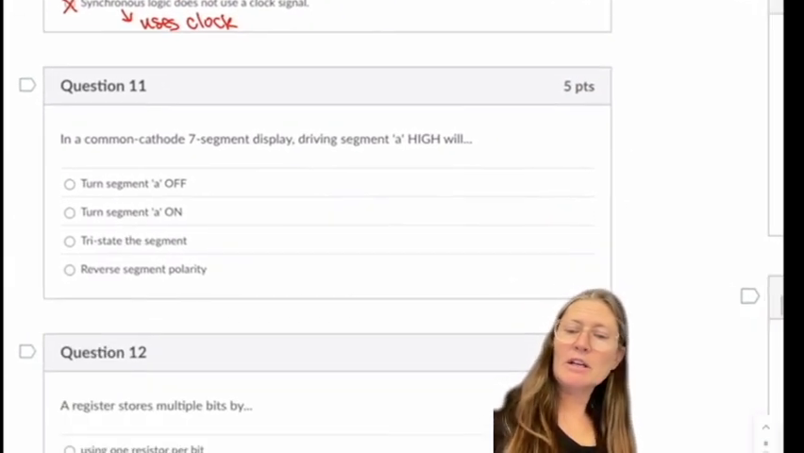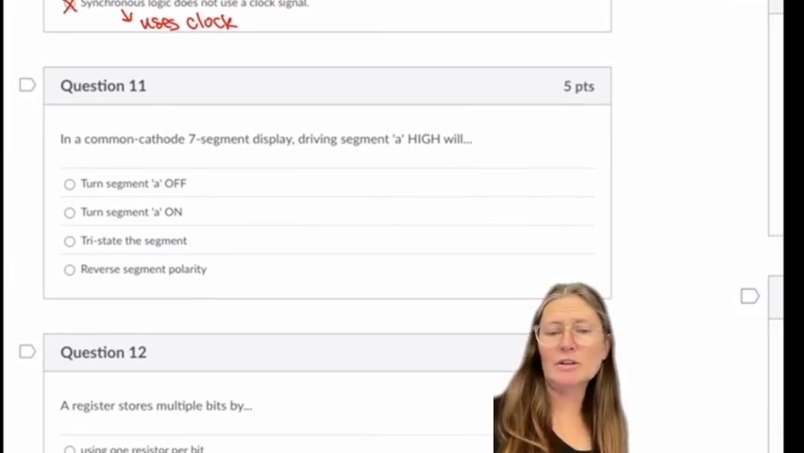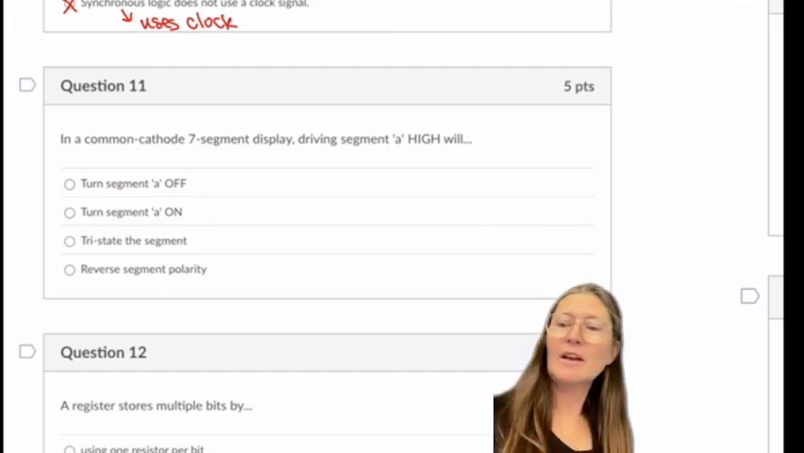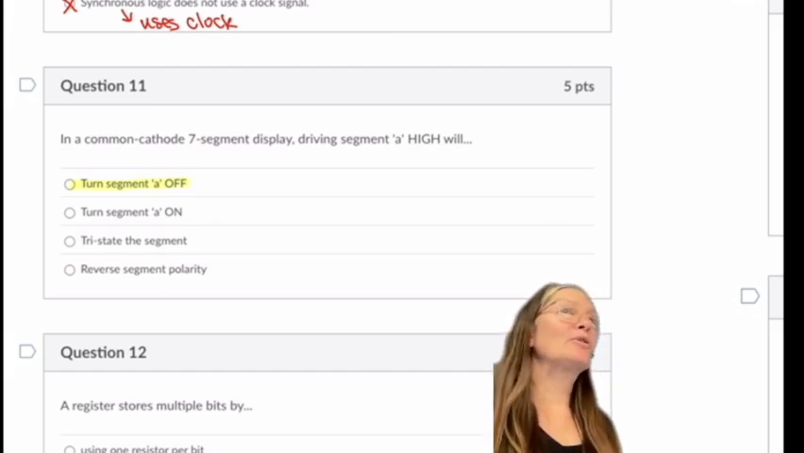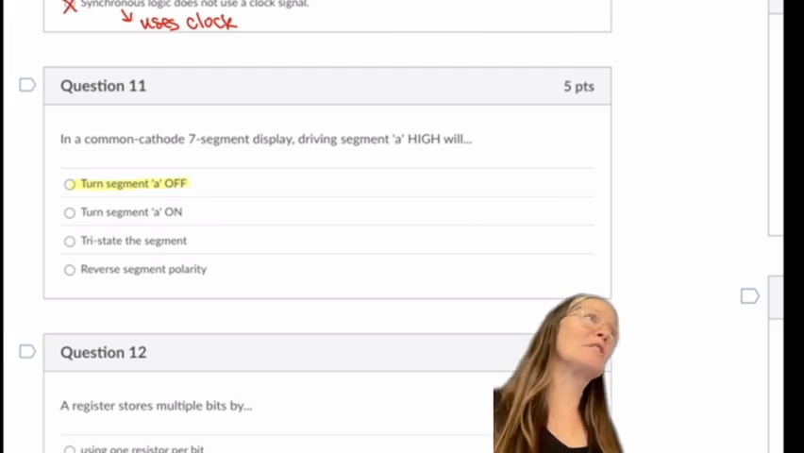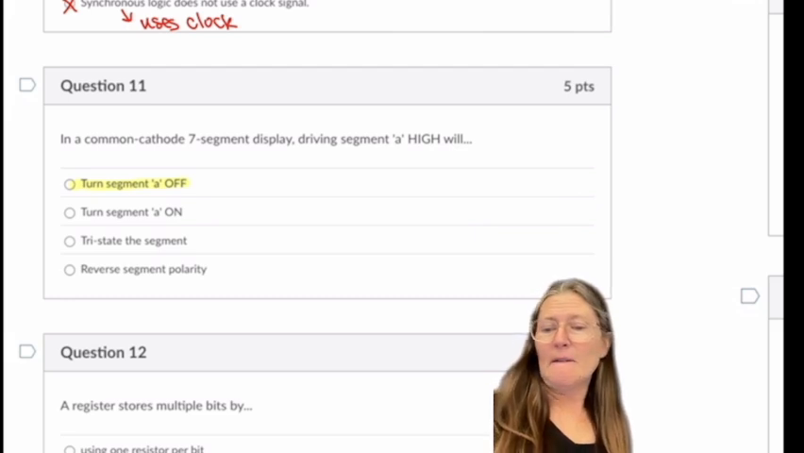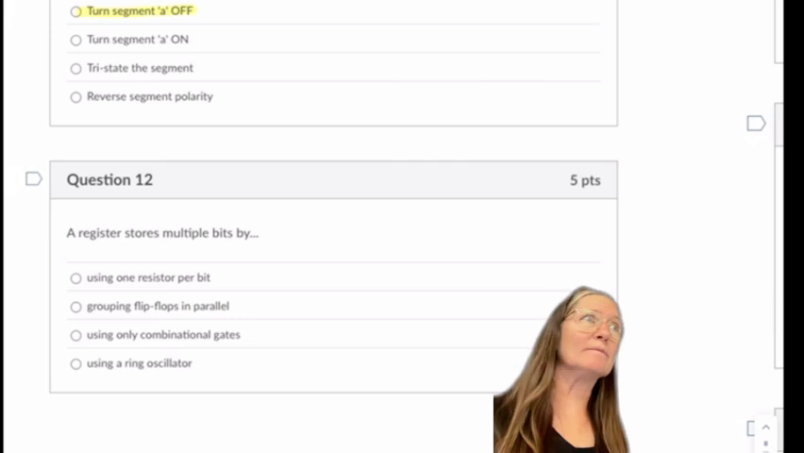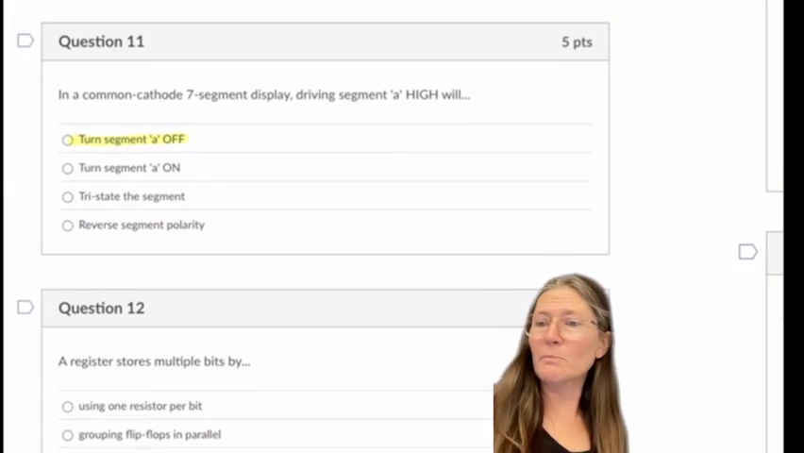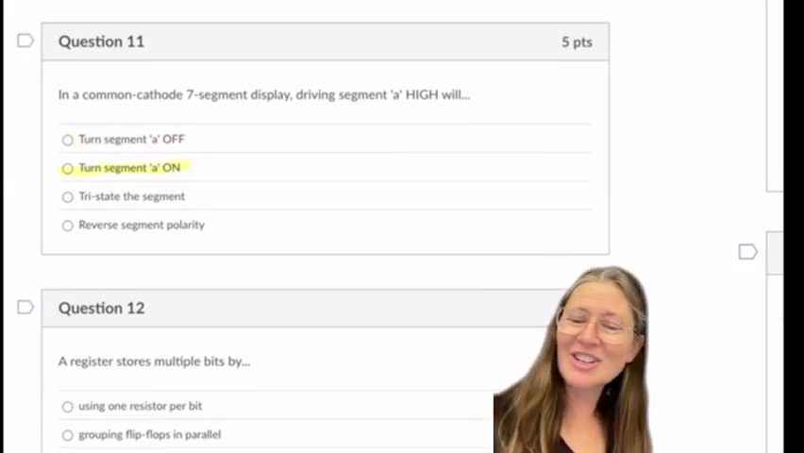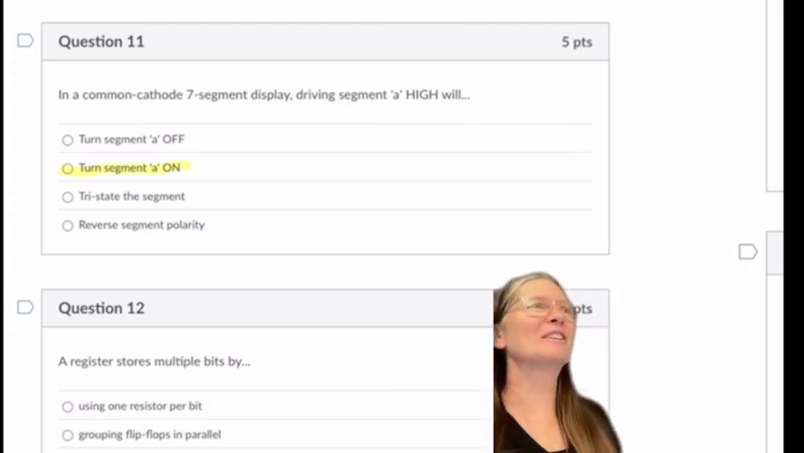In a common cathode 7-segment display, driving segment A high will, correct, turn segment A on. Okay, so this is kind of the questions you could expect for that 7-segment, is understanding like on was 1 and the high is 1. Turn it off or on? What? Oh, yep, sorry, I missed. Turn it on, yes, turn A on if it's high. The low is when it turns it off.